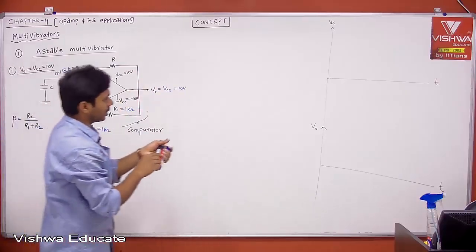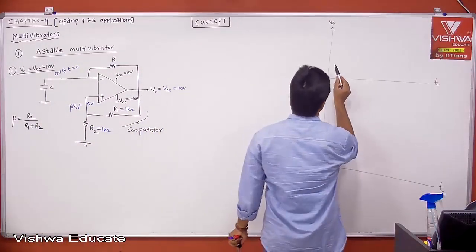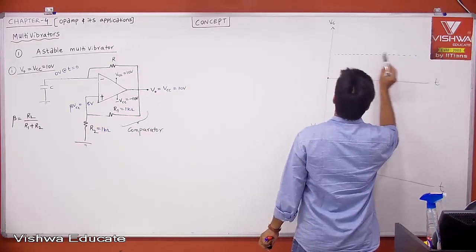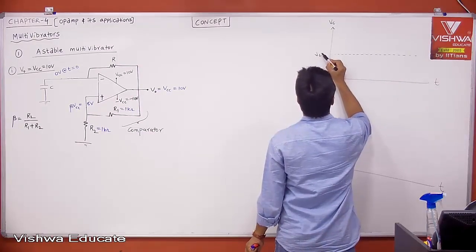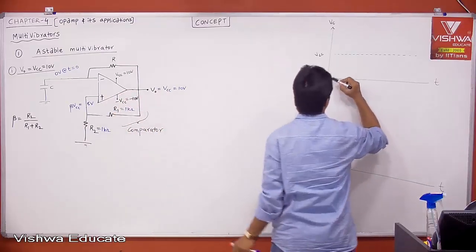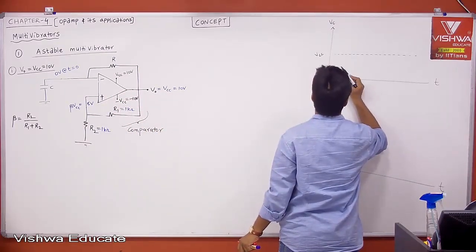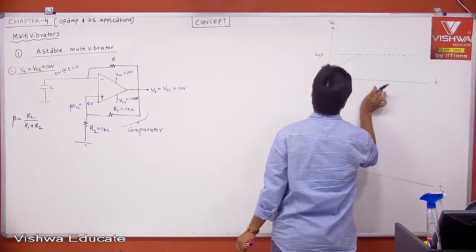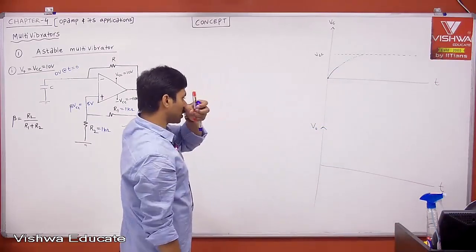That is what I am trying to plot here. Your capacitor is trying to charge to plus VCC. It is trying to charge to plus VCC exponentially.